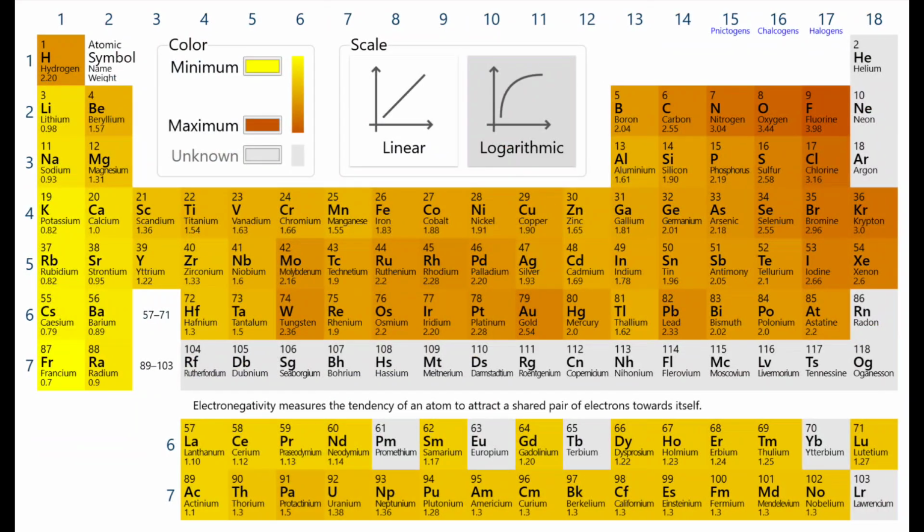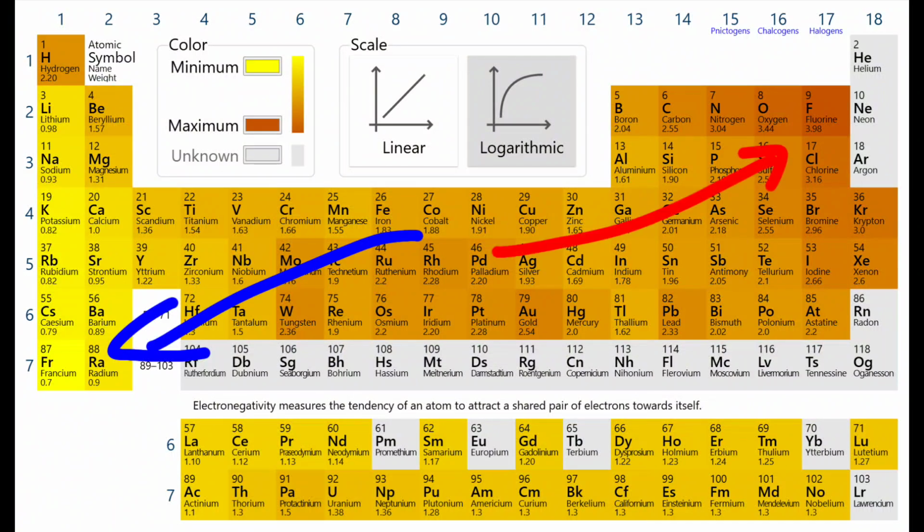Now, going back to the periodic table, this is again borrowed from ptable.com. And as you can see, there's a similar trend. As you go down to francium on the bottom left, the atom becomes less electronegative. As you go all the way up to fluorine in the upper right-hand corner, it becomes more electronegative.